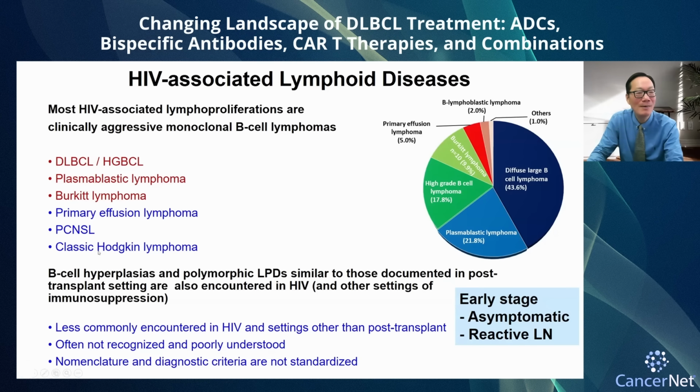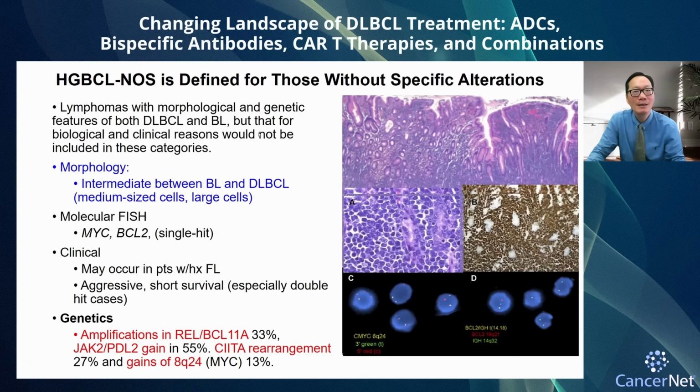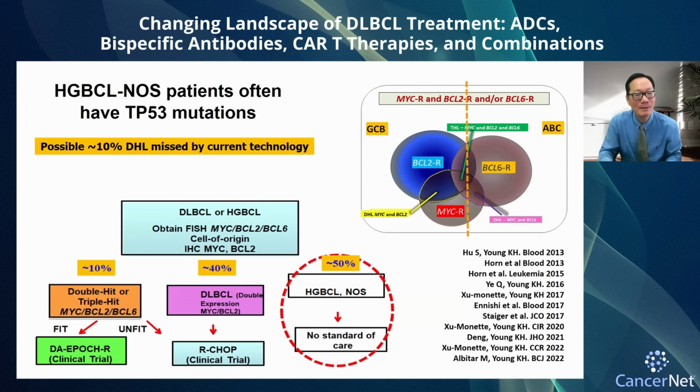Now, from the aggressive B-cell lymphoma category, besides DLBCL and high-grade, we see around 4,000 new patients per year in the United States. And those patients usually present with a medium-sized homogeneous cell population. Those patients sometimes can be overlapping, and they could have a single hit with unique genetic aberrations. This category is still controversial, and we still have a challenge. So my group did studies demonstrating that in this group of patients, nearly 50% contain p53 mutations. And by using standard technology, we might be missing 10% of double hit patients.